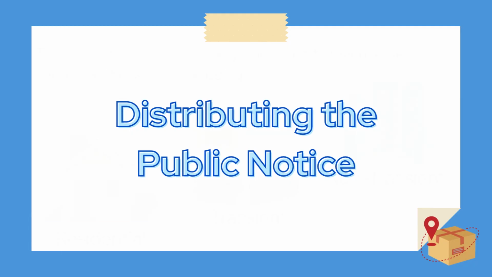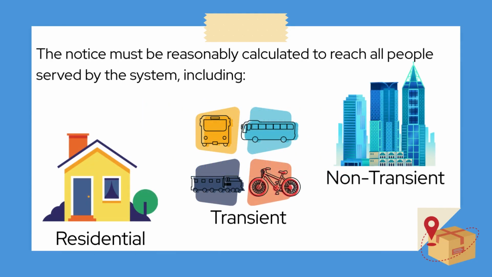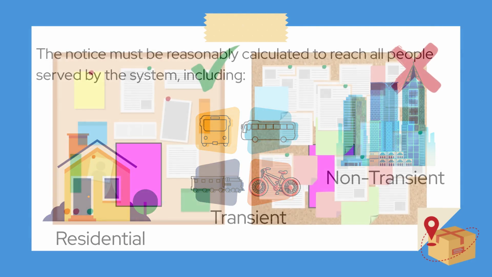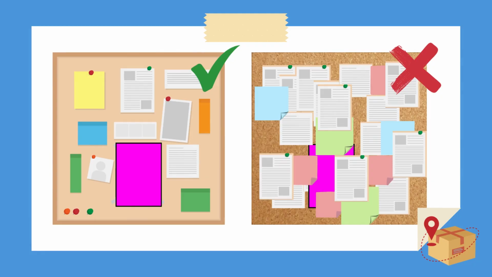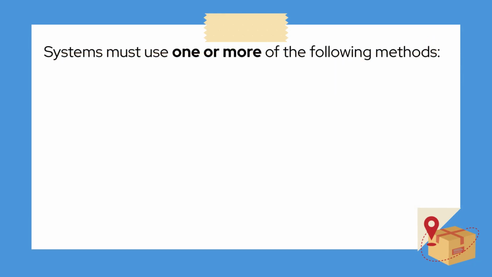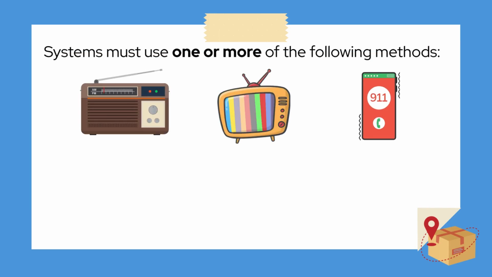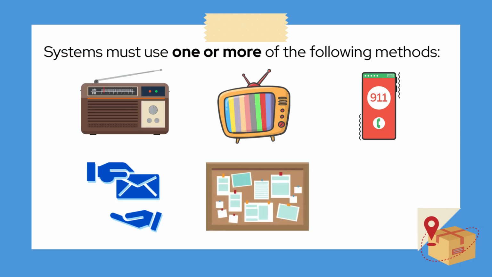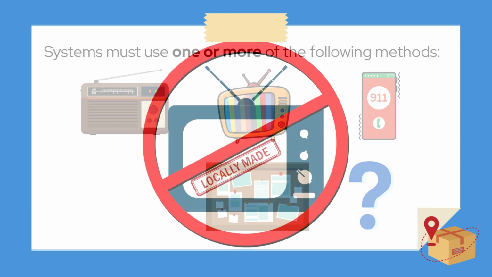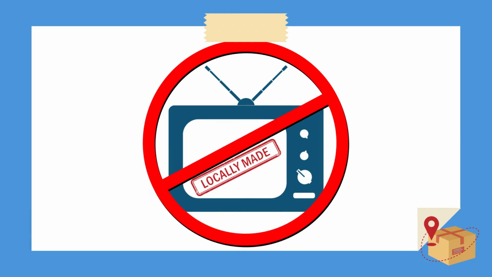Distributing the public notice. The public notice must be delivered in a way that is reasonably calculated to reach all persons served by the system, including residential, transient, and non-transient customers. If notices are printed or posted, they must be displayed in a prominent way. Systems must use one or more of the following methods to deliver the notice to consumers: radio, television, reverse 911, hand or direct delivery, posting in conspicuous locations, or an alternative method proposed to and approved by MassDEP. Please note that using local cable access television is not a sufficient method to meet this requirement.